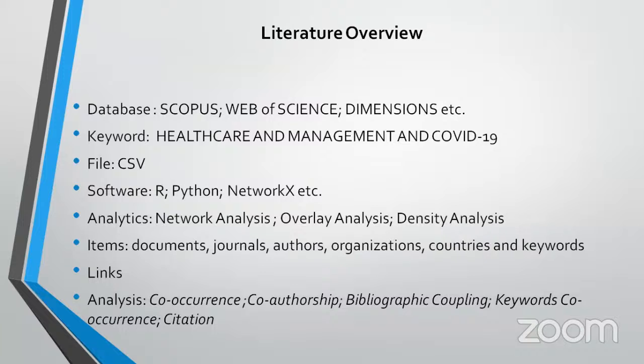Then you have to know the software, it may be R, it may be Python, it may be NetworkX. You put the code and go for analytics. It is related to network analysis, overlay analysis, density analysis. So different types of analysis are there for literature overview. I'll show you one diagram after this slide so that you can understand. And what type of analysis can you do?